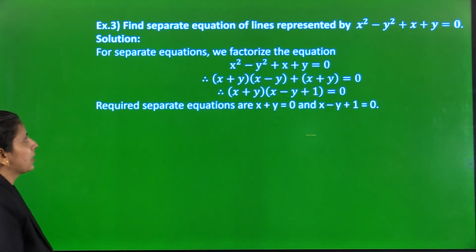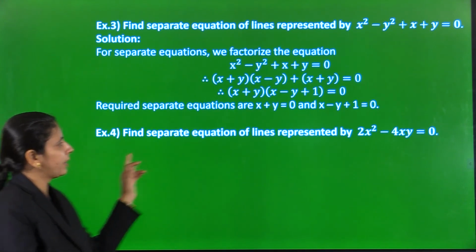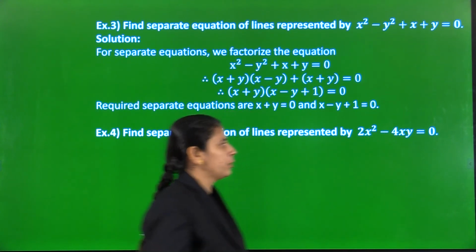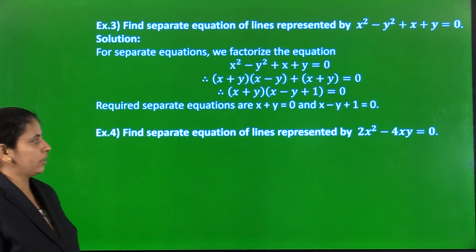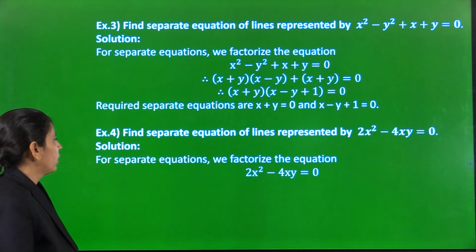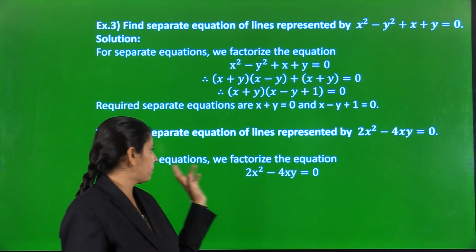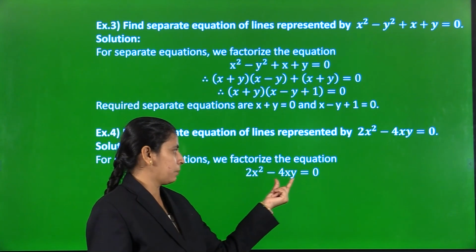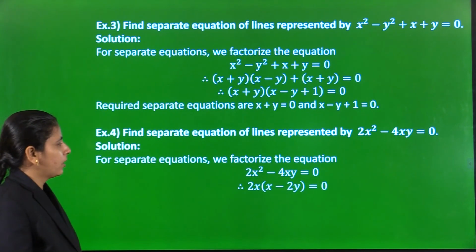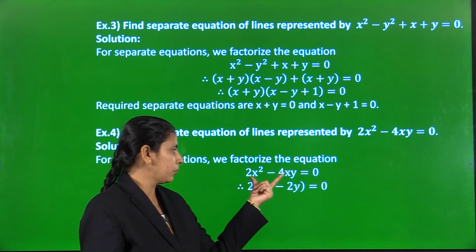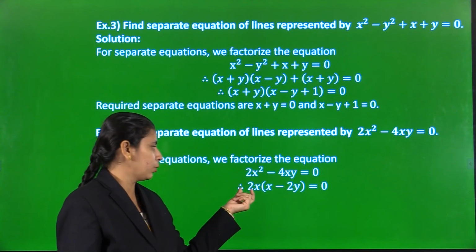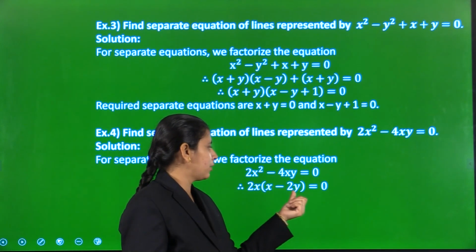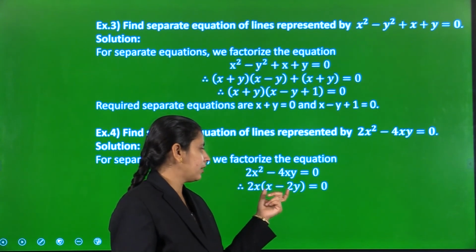Okay, now see the next example. Find the separate equations of the lines represented by 2x square minus 4xy equal to 0. Again here we have to factorize the given combined equation. So in order to find the separate equations, we factorize 2x square minus 4xy equal to 0. From the two terms we can take 2x common out. After taking 2x common out, inside the bracket x minus 2y remains, and this product is equal to 0.